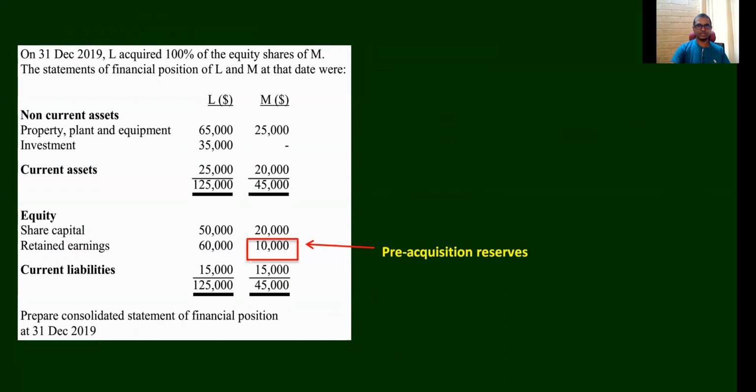This is pre-acquisition reserves, right? In future examples, this may not be pre-acquisition reserves. Now it is pre-acquisition reserves since the acquisition date and end of reporting period are both same. If both are not same, this is not pre-acquisition reserves. We'll see that later. For now, it is pre-acquisition reserves.